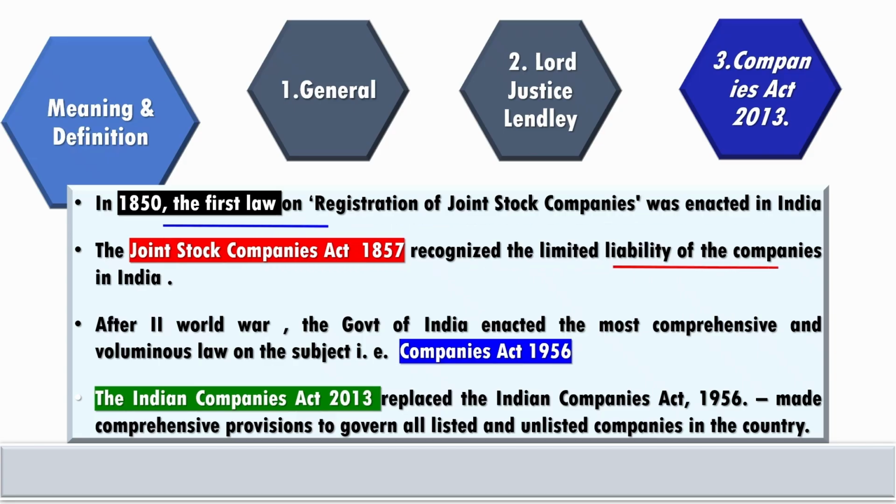1850 is the first law on registration of joint stock companies. 1857 is the first introduction of limited liability. 1956 is the first law after independence, and the latest and current act is the Indian Companies Act 2013, which comprehensively covers both listed and unlisted companies across the country.